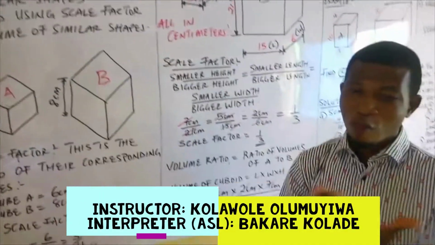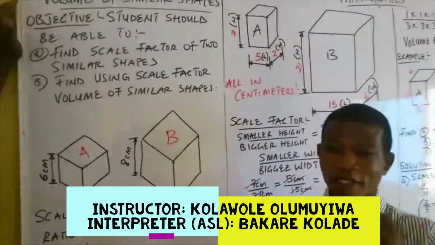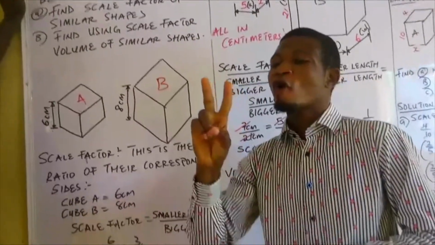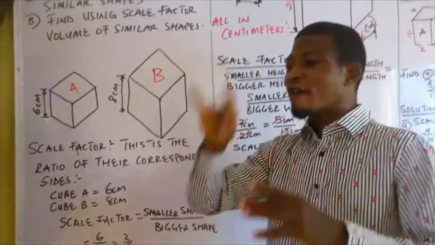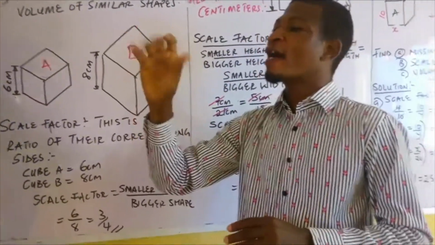Good morning. Today we're taking volumes of similar shapes. Our objective: you should be able to find the scale factor of two similar shapes, and find the volume of similar shapes using the scale factor.